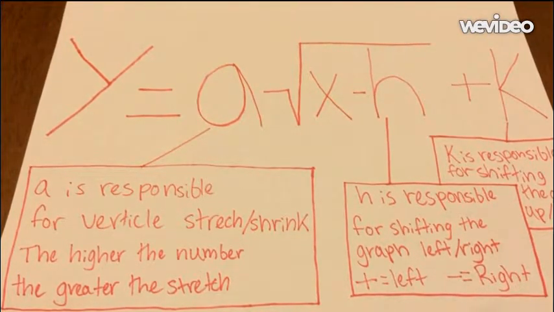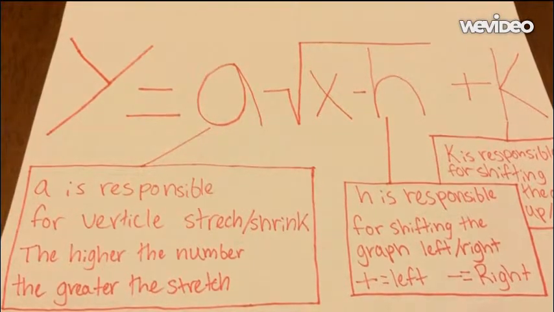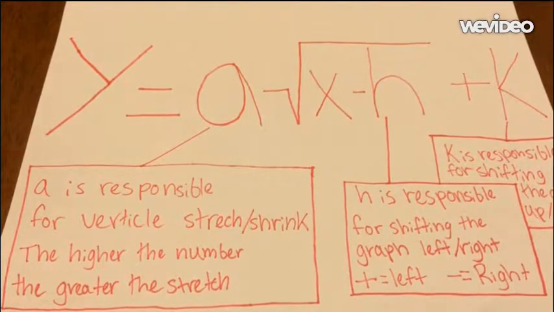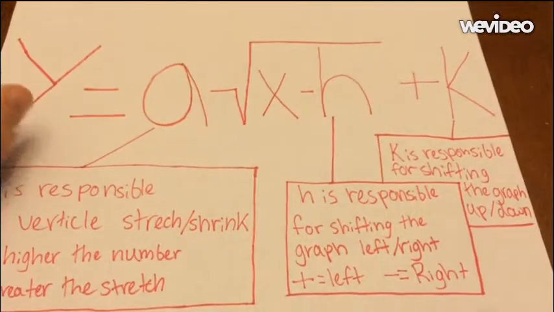A is responsible for the vertical stretch and shrink. So the higher your a number is, the narrower the graph is going to be, because the numbers are going to get bigger. And the smaller your a number is, like a fraction, the wider it will be than the parent function.